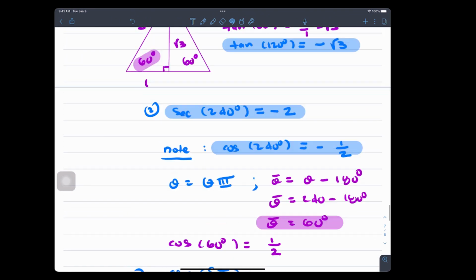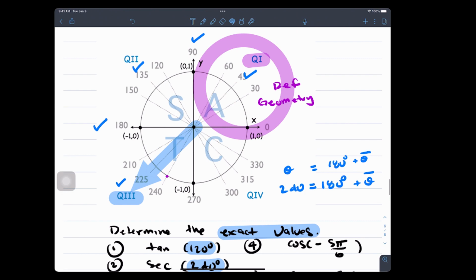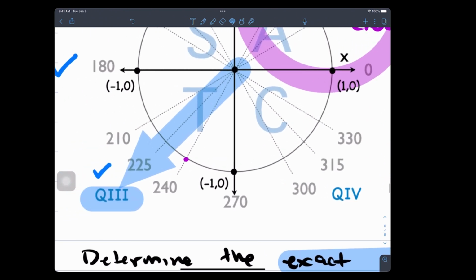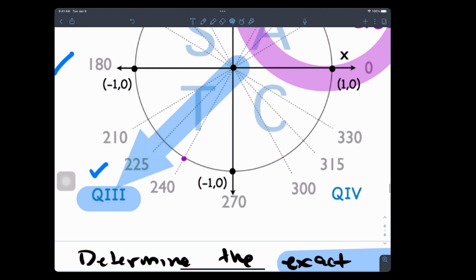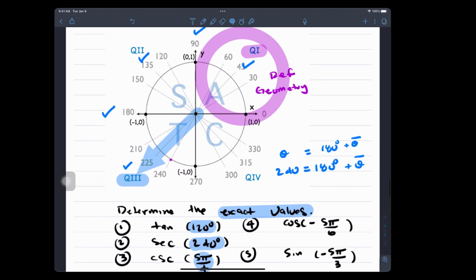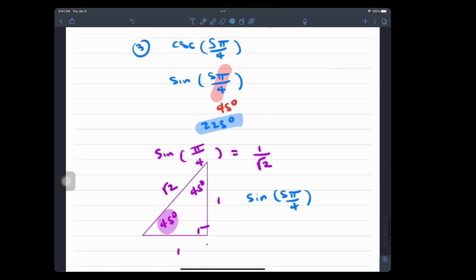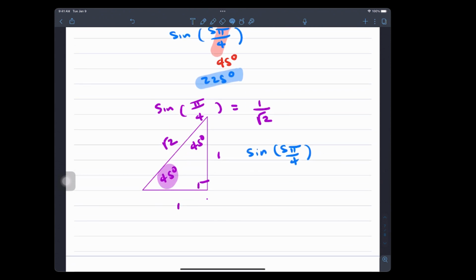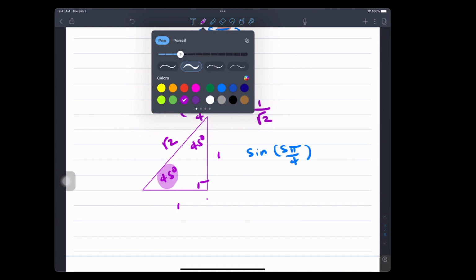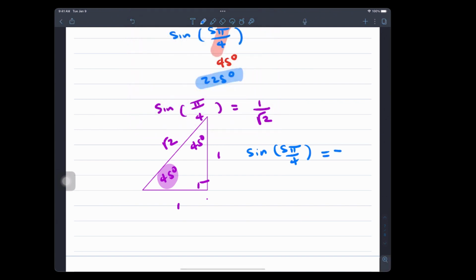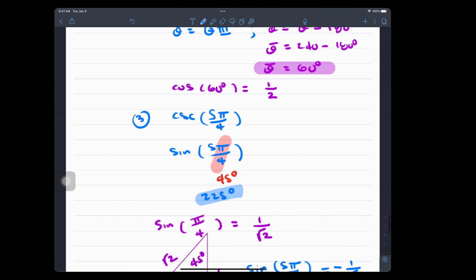So what do we know about this here? In quadrant 3, we have all students take calculus. That means tangent's positive. What does it mean about sine? Sine is negative. So this is a negative one over square root of 2. Why did I not rationalize the denominator? Because I need the reciprocal. Good. It's negative square root of 2. Because they really asked for cosecant.